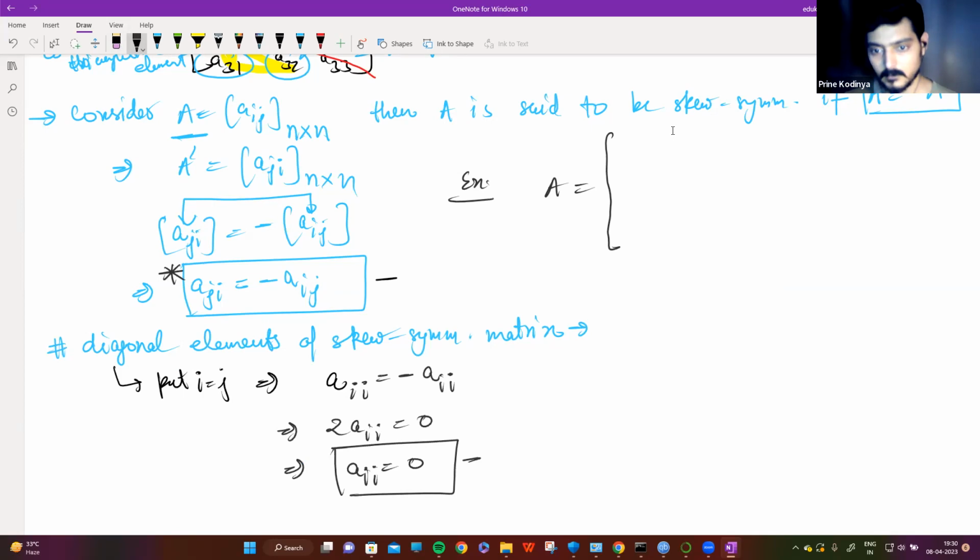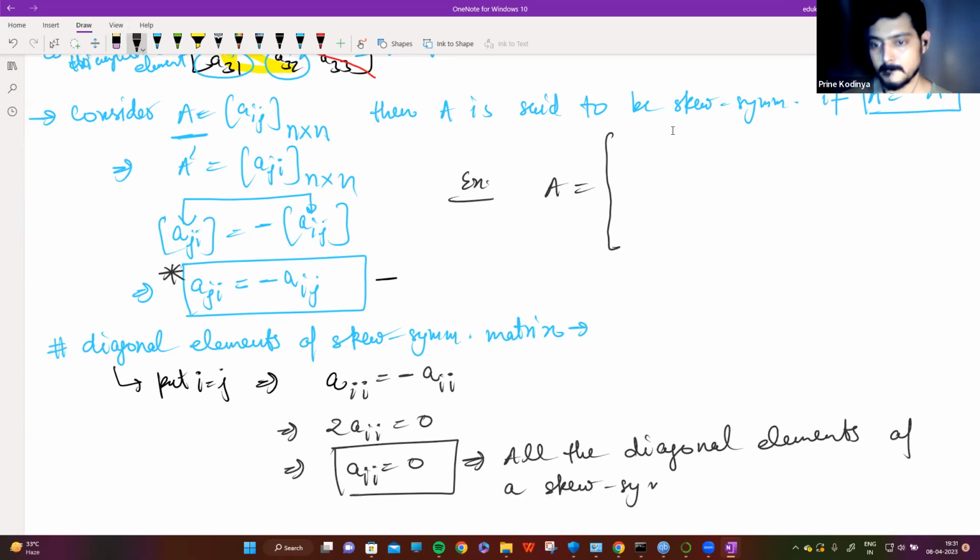What does that mean? All the diagonal elements... this is a very important result. All the diagonal elements of a symmetric matrix are 0. How? Mathematically, I showed you how.